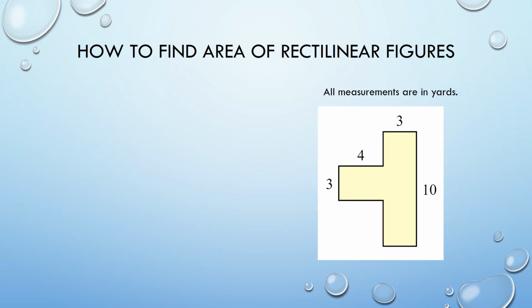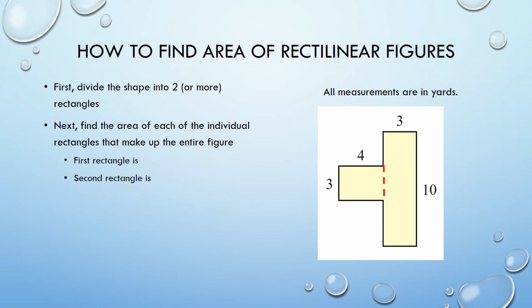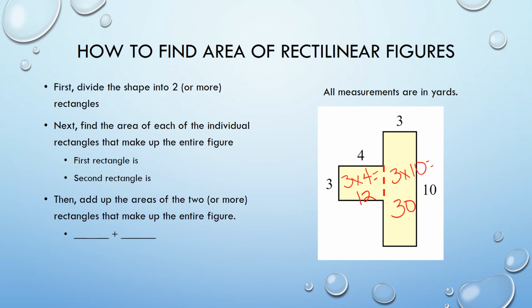For our third example, we're going to divide our rectilinear into two rectangles again. Then we're going to find the area of each rectangle. So our first one is a 3 by 4, which equals 12. And our second rectangle is a 3 by 10, which equals 30. Then we have to make sure that we add those two areas together to give us the total area of this rectilinear. 12 plus 30 is 42. And in this case, it says all measurements are in yards, so we have yards squared as the label.